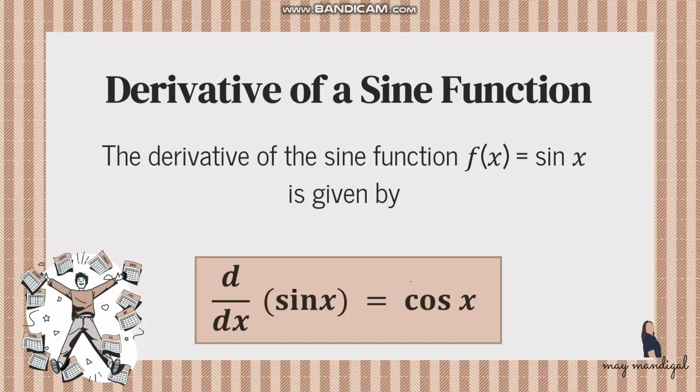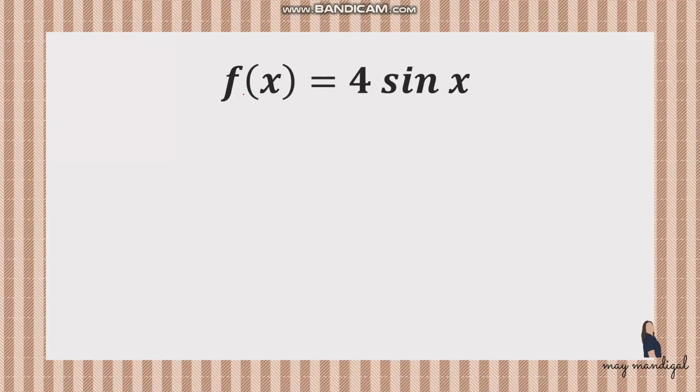The derivative of the sine function f of x equals sine of x is given by d over dx of sine of x is equal to cosine of x. So the derivative of sine of x is equal to cosine of x. For example, we have f of x equals 4 sine of x. To get the derivative of this, since 4 is just a constant multiple of the function, we can just factor it out and then multiply it to the derivative of sine of x.